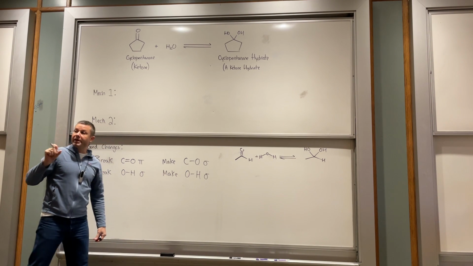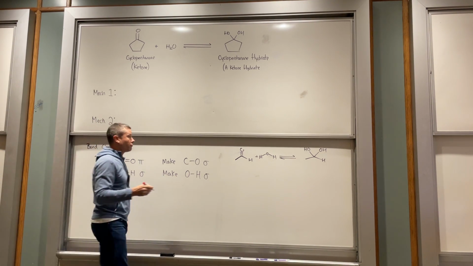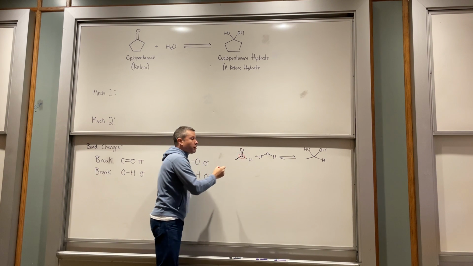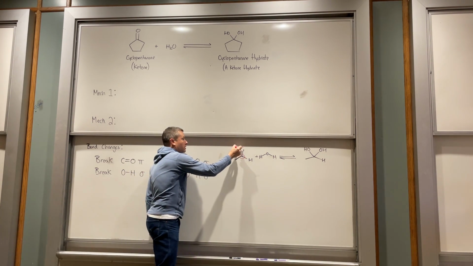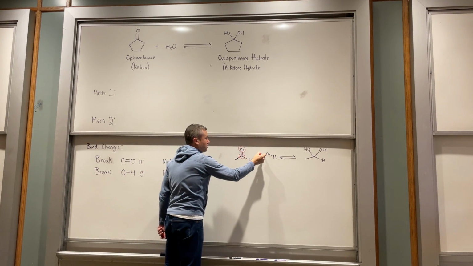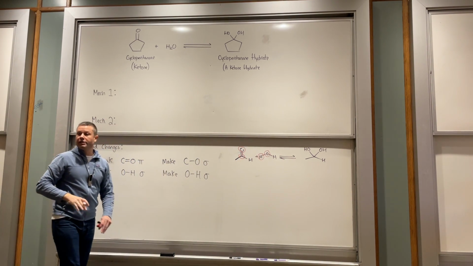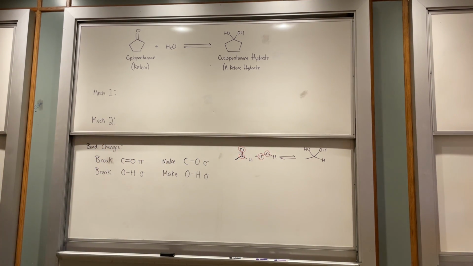When we drew the mechanism for this reaction, we pointed out that the only atoms involved in this mechanism are going to be the carbon of the carbonyl, the oxygen of the carbonyl, the hydrogen of the water, and the oxygen of the water. Those are the only atoms that you have any business drawing arrows from or to. All of the other atoms in this reaction stay exactly the same.